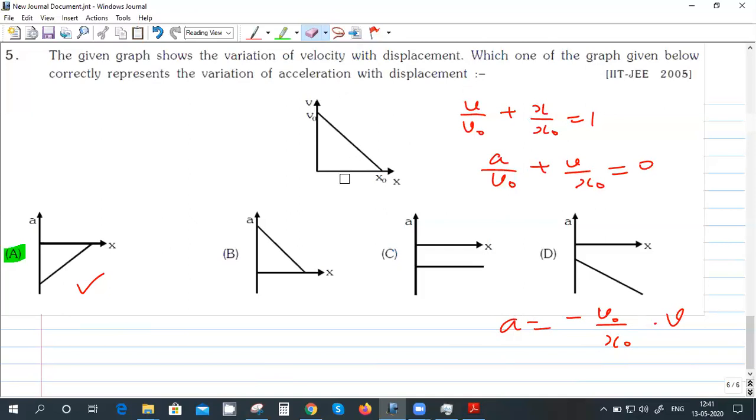So the first step is important. Whenever they give a graph like this, convert this to an equation. And then from that they are asking for acceleration. Acceleration I'll get if I differentiate velocity. So I'll differentiate this whole equation with respect to time. Got it? Yes, sir. So if you know the first step, then it's a simple problem.